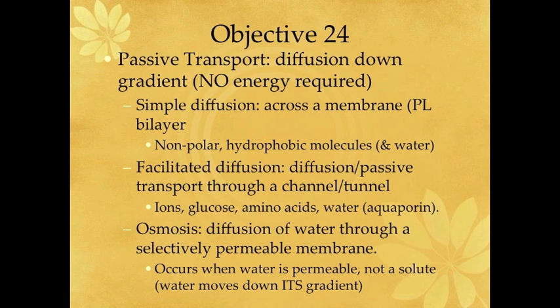There's going to end up being two types of transport across a membrane. Passive, which doesn't require any energy and is essentially diffusion, and active transport, which will require energy, which we're going to learn about later. So passive transport is diffusion down the gradient from high to low and requires no energy. And we call that kind of diffusion simple diffusion.